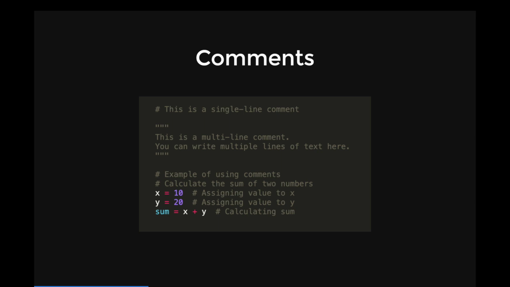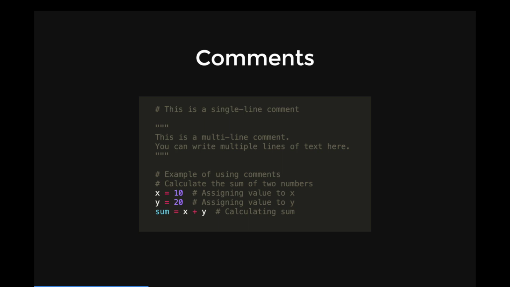Here is an example where you can give the hashtag or a pound sign and say this is a single line comment. You can have a multi-line comment where you use triple quotes above, and you can write your multiple lines below it, and to close it you give the quotes three times below it. Example of using comments is here, where I'm writing example of using comment. I'm saying calculating the sum. So this helps you in documentation.